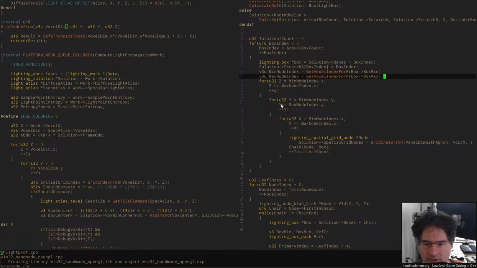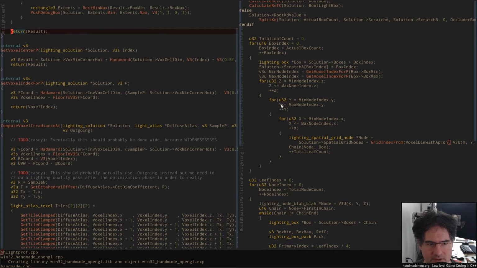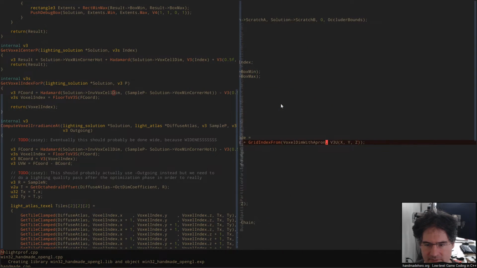So then we'll go through here and we will produce the voxels here. The get voxel index for P should be fine either way because we don't really care what the offset is of these. So in this case, when we do the grid index from, we could just increment this value by something to account for the apron, right? In other words, if we want, we can just do this. So this computation can always be done the same way. We don't have to worry.